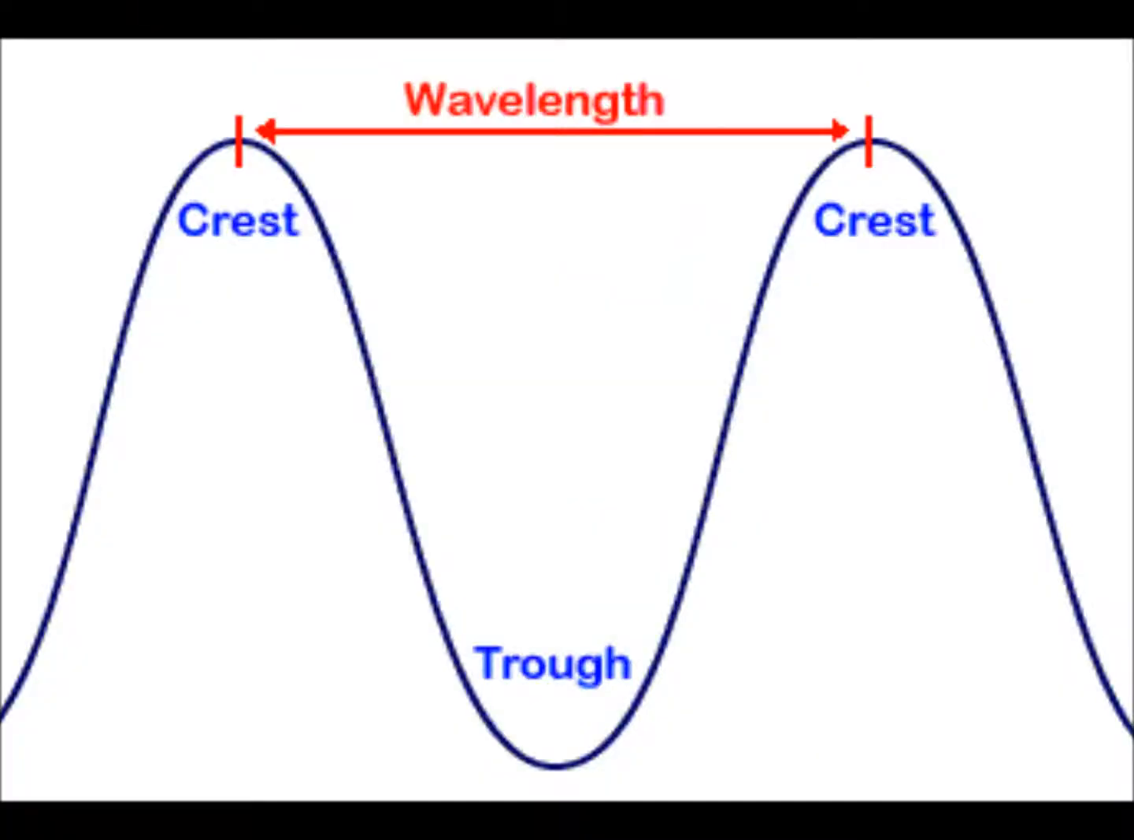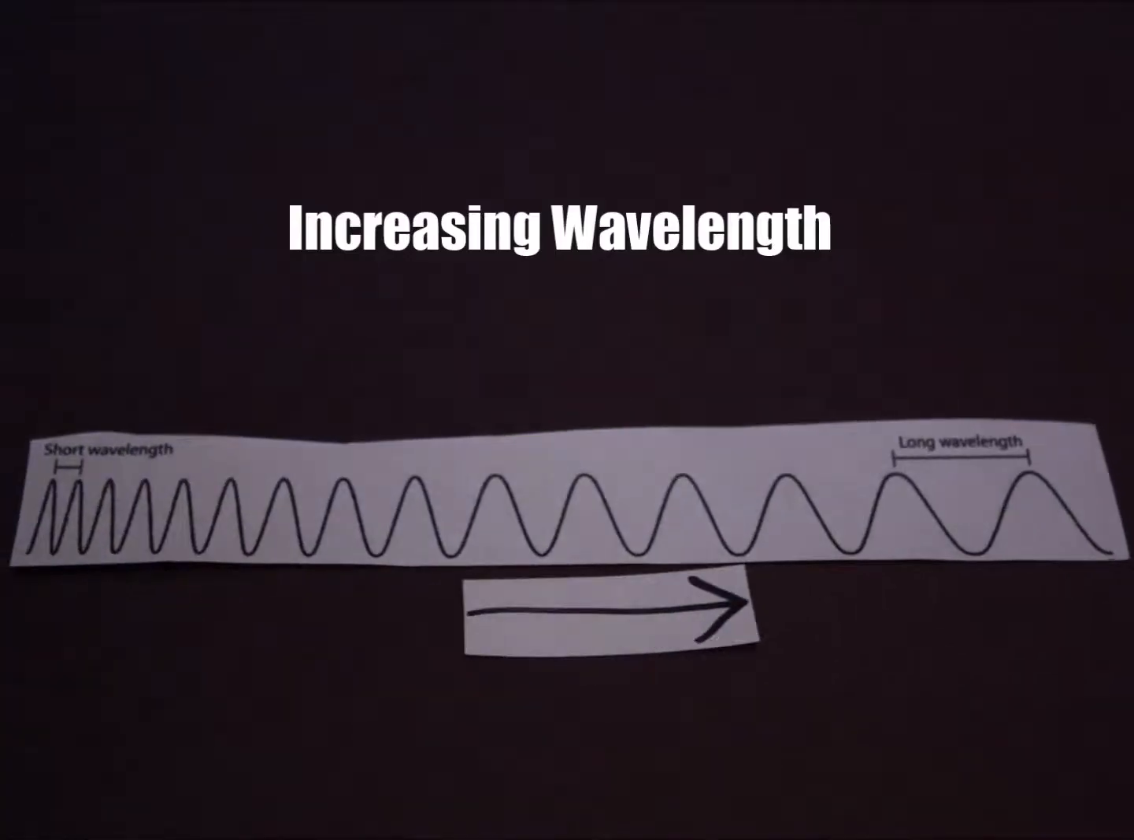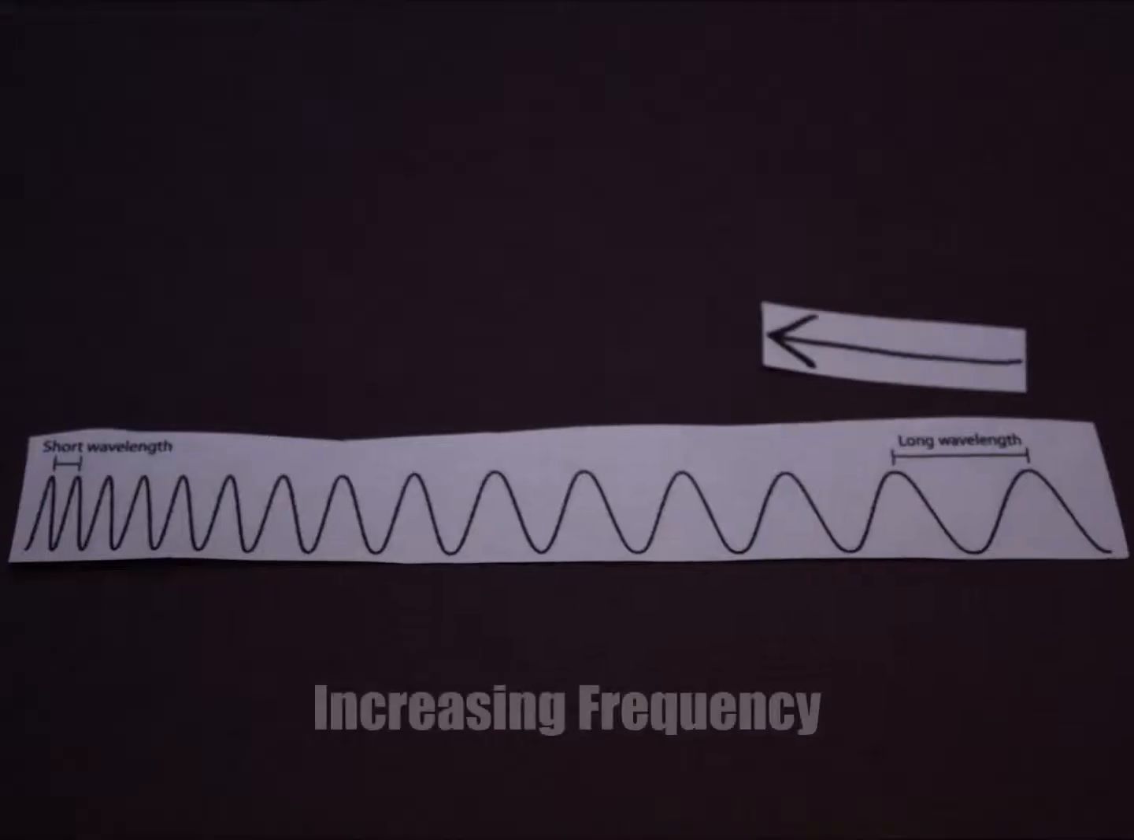By the way, the wavelength is how long the waves are, and the frequency is how frequently they happen.